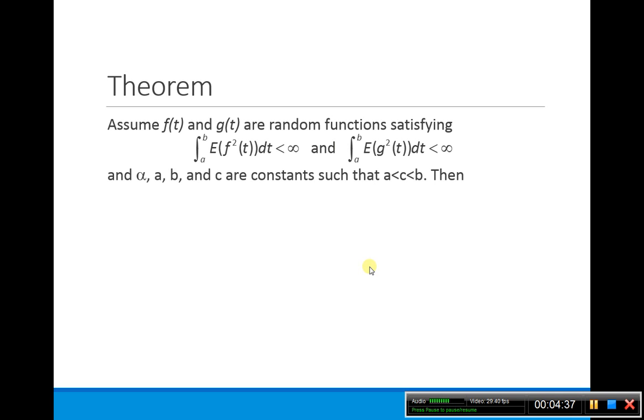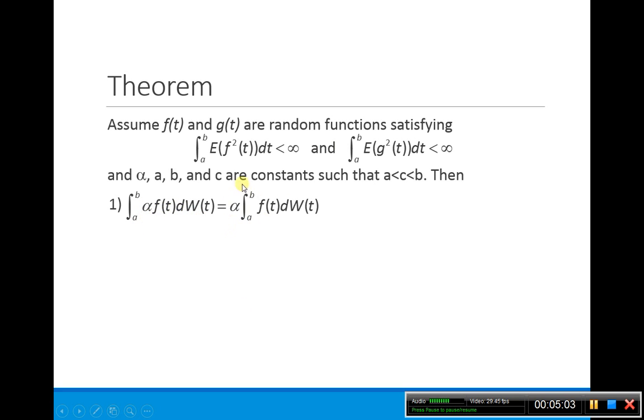So a theorem here dealing with these Itô stochastic integrals. Assume you have f of t and g of t, two random functions, in which the expected value is less than infinity for some a and b, and c is between a and b. Then here you have the integral of alpha f of t dW.